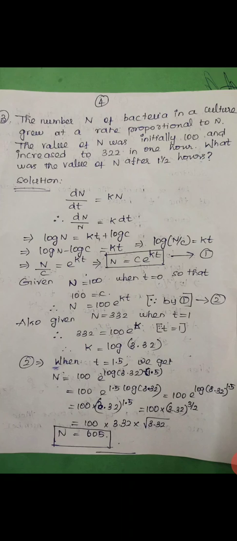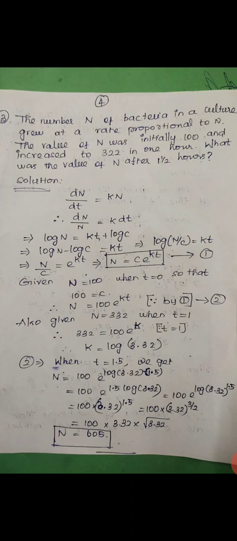Log N is equal to kt plus log c. Log N minus log c is equal to kt. Log of N by c is equal to kt. Therefore, taking exponential on both sides, we get N by c is equal to e power kt. We get N is equal to c into e power kt. This is equation number 1. You have to keep this with us.